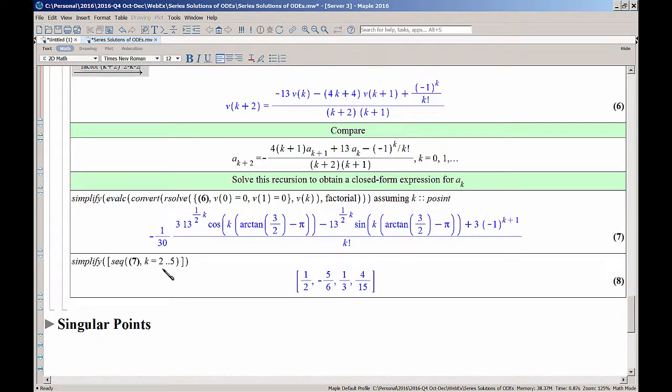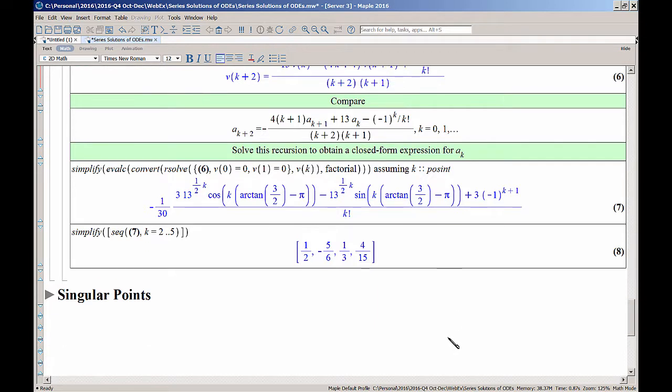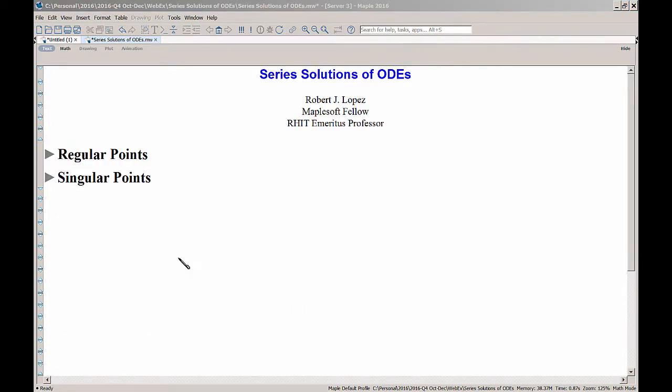And here is a sequence of some of these a's. And if you look carefully, you'll see that these numbers are the coefficients that we've already obtained several times already. Now let's consider the singular point.